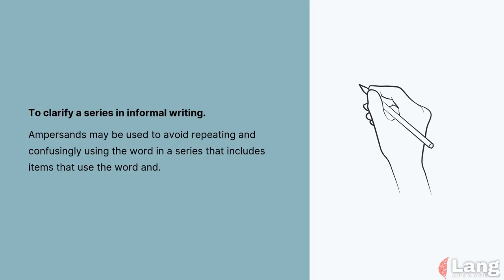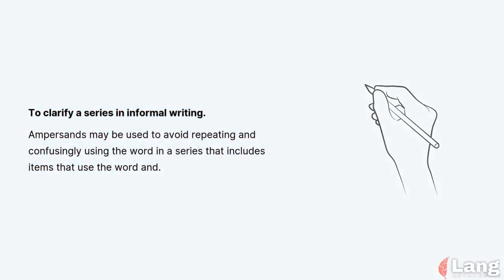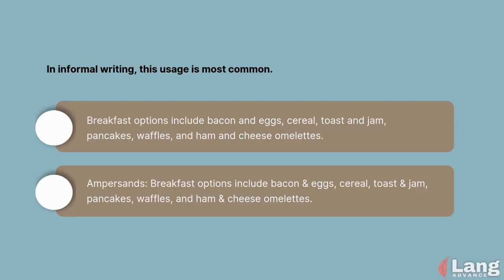To clarify a series in informal writing, ampersands may be used to avoid repeating and confusingly using the word "and" in a series that includes items that use the word "and". In informal writing, this usage is most common. Without ampersands: Breakfast options include bacon and eggs, cereal, toast and jam, pancakes, waffles, and ham and cheese omelets. With ampersands: Breakfast options include bacon & eggs, cereal, toast & jam, pancakes, waffles, and ham & cheese omelets.